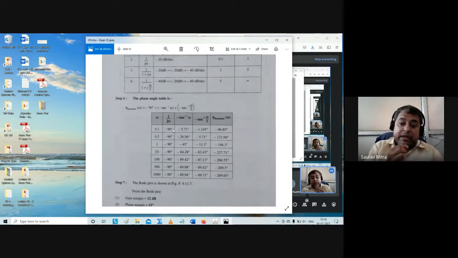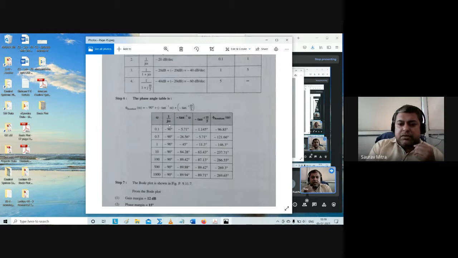If I give you 1 by s square, instead of 1 by s, I give you 1 by j omega square, how much will this phase be? Minus 180 degrees. If I give you 1 by j omega cube, how much will this phase be? It is minus 270 degrees. This you have to remember. If I give you only j omega, that is s, so there is one zero in the numerator, this phase will be 90 degrees. If I give you s square in the numerator, this will be 180 degrees. So it is as simple as that.